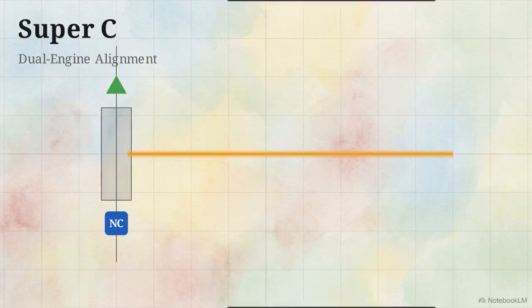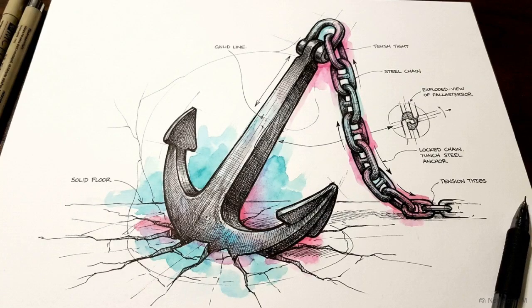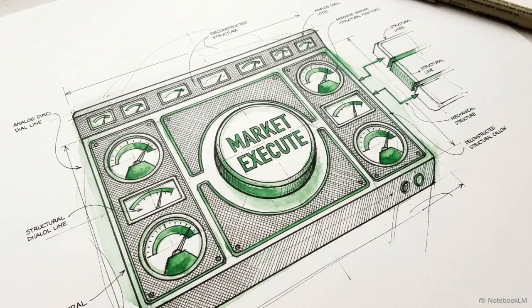This dual-engine alignment merges two independent liquidity levels into a single, highly fortified institutional price line. Because double institutional volume is concentrated in this exact block, the probability of price violating this level drops drastically, resulting in a zero slippage anchor. The Super C provides maximum execution conviction. The concentrated institutional volume minimizes the probability of a deep pullback, allowing you to enter at market with full confidence.